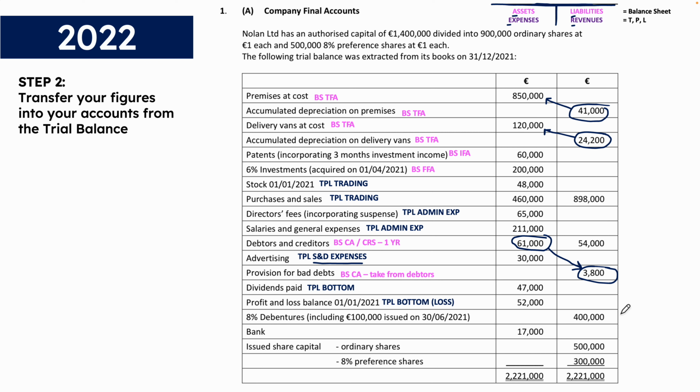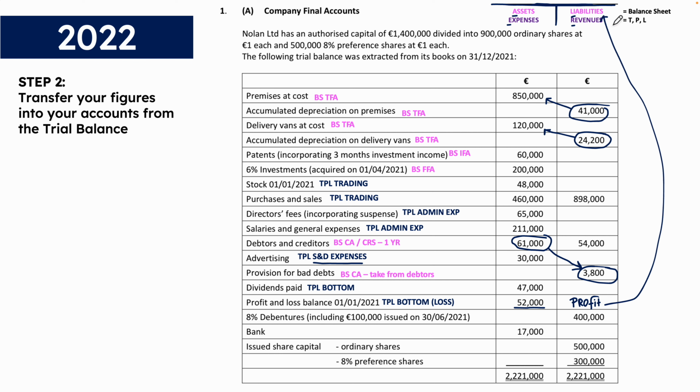Profit and loss balance. Now, this is a 52,000 loss. How do I know? Well, profit is a liability to the owner. So if I made a profit, the profit would be recorded on the liability side because profit is a liability to the owner.